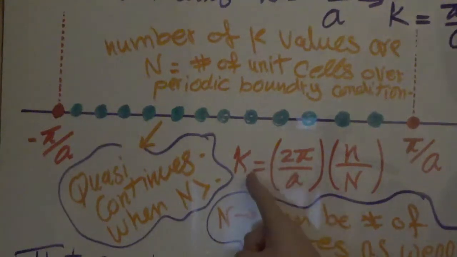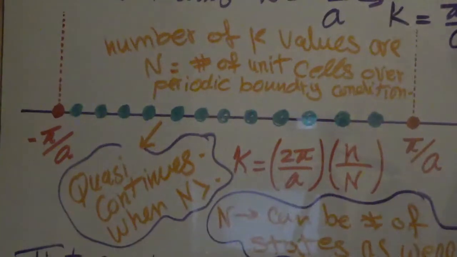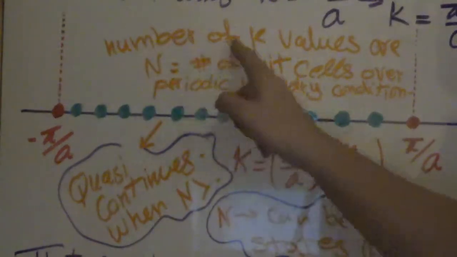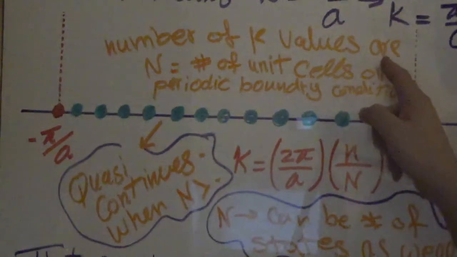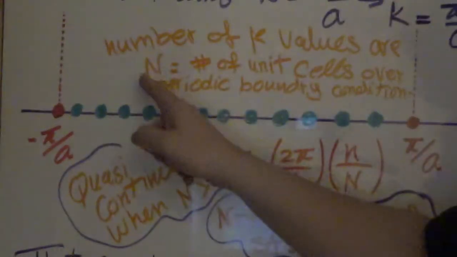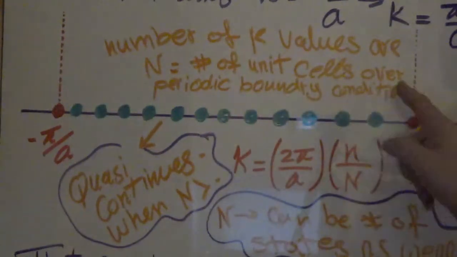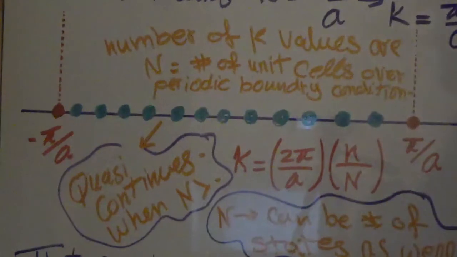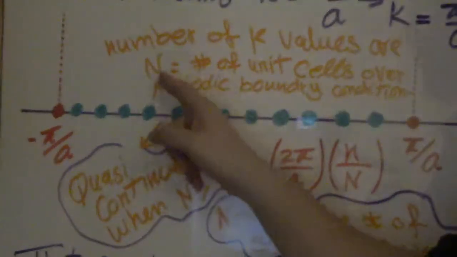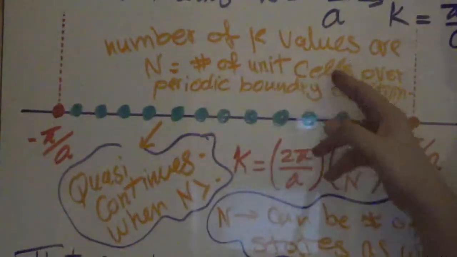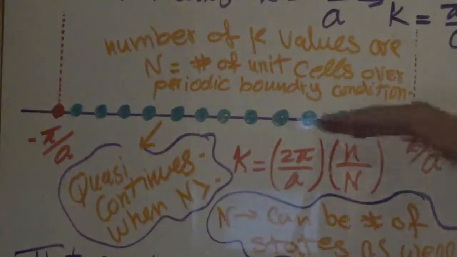Okay, and you can use this equation, guys, to calculate k. So the number of k values actually is n, where n is equal to the number of unit cells over the periodic boundary condition. Okay, so this is very important. So the number of k values actually is n, and here n is the number of unit cells over the periodic boundary condition. So that is very nice.